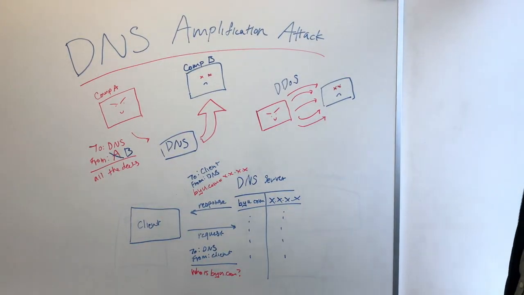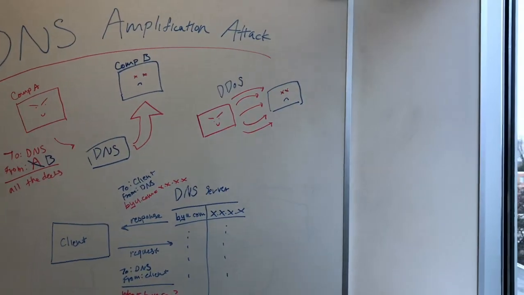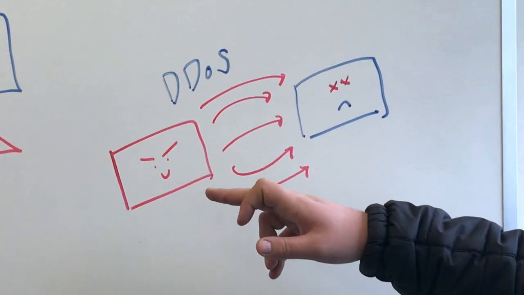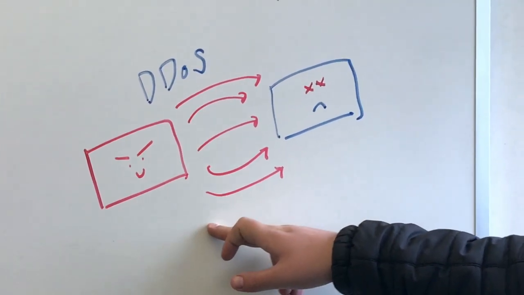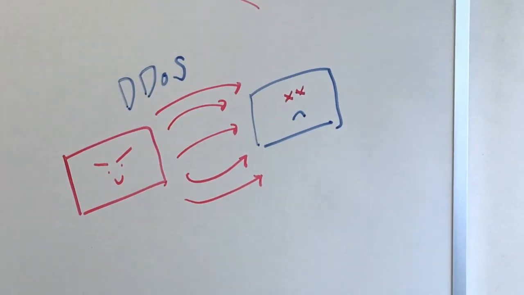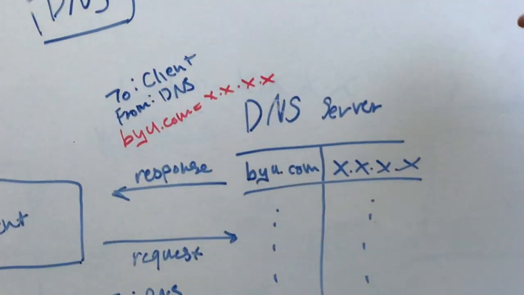So the type of attack we're going to talk about is called a DNS amplification attack, and it's a type of DDoS attack. How a DDoS attack works is we have the attacker and they flood the victim's network traffic. The amplification attack involves a DNS server.